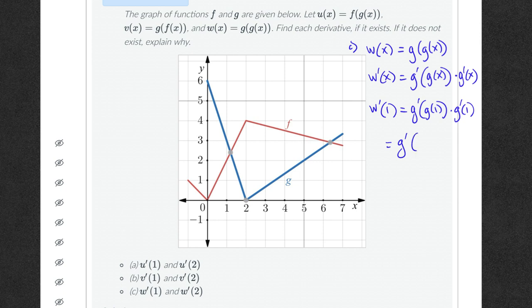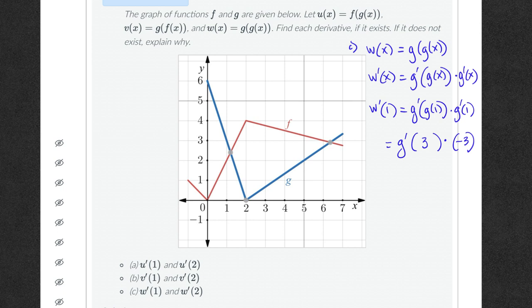For g prime, we need to evaluate g of 1 and g prime of 1. G of 1 is the height of the graph of g at x equals 1, which is 3. G prime of 1 is the slope of the graph of g at x equals 1. The slope goes from (1, 3) to (2, 0). Rise is negative 3 and run is 1. So the slope is negative 3.